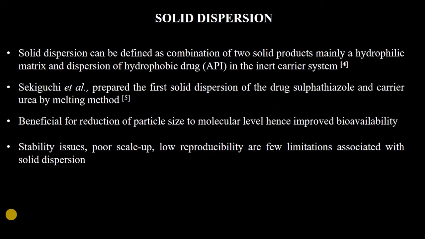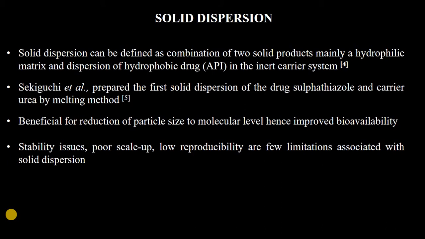What are solid dispersions? Solid dispersions can be simply defined as a combination of two solid products, mainly a hydrophilic matrix and a dispersion of hydrophobic drug, that is the active pharmaceutical ingredient, in the inert carrier system. Sekiguchi et al. prepared the first solid dispersion of the drug sulfathiazole in carrier urea by melting method. Melting method is one of the methods for preparation of solid dispersions.